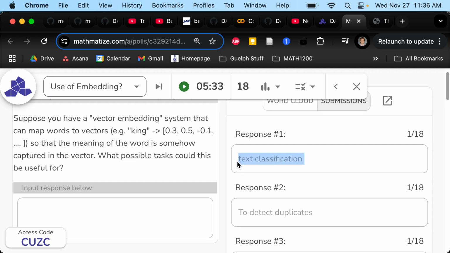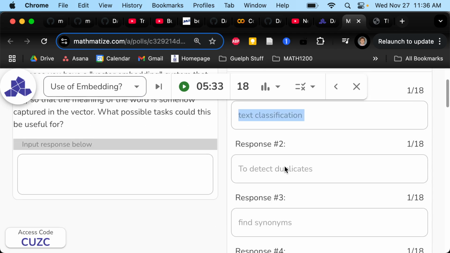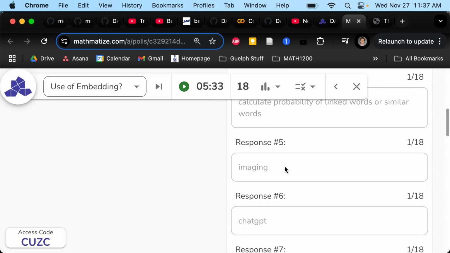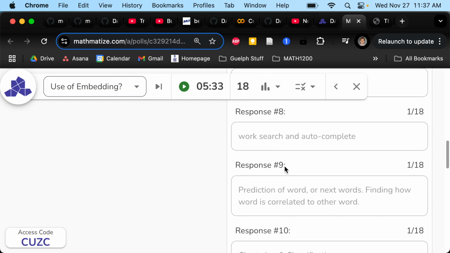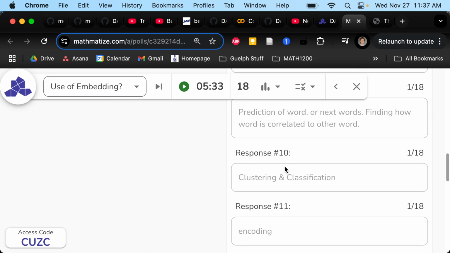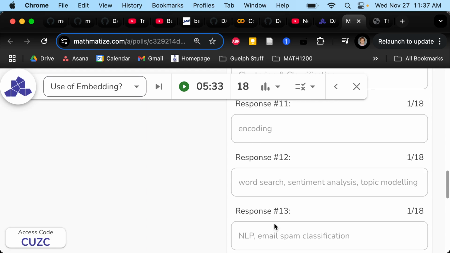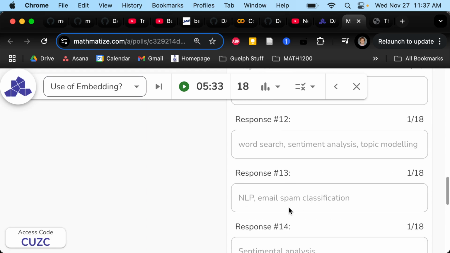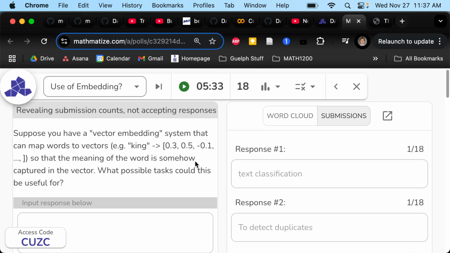Text classification. This is an absolutely great answer. I think probably some other people wrote classification, because it was big there. Oh, this is a great, very specific thing. Email spam classification. So imagine you have the set of words in an email, and you want to classify whether or not the email is a spam email or not.